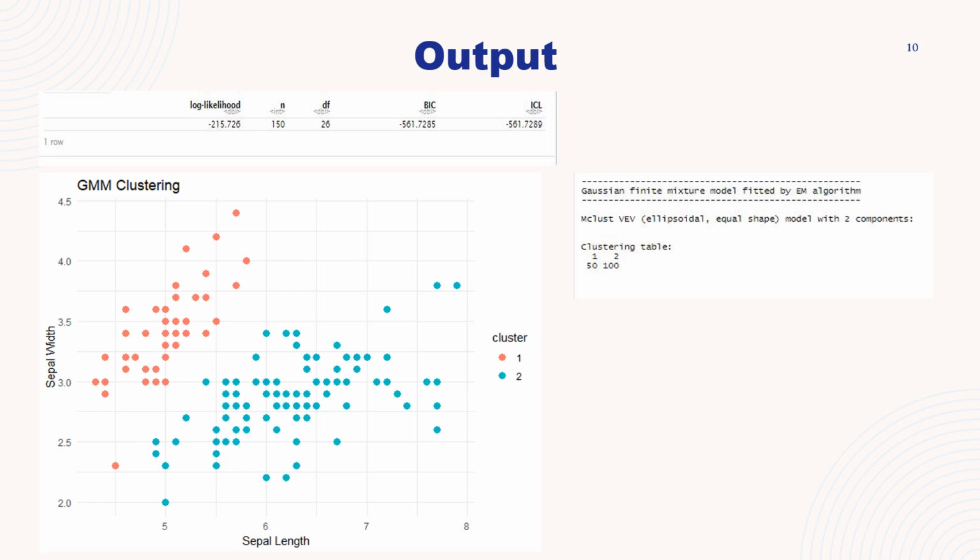Then the output also gives us the log likelihood and the BIC of the model. We have a log likelihood of -215.726, which measures the probability of the data given the model, and we have a BIC value of -561.73. BIC values are used for model selection, and lower values indicate a better model. Generally, the log likelihood and the BIC would be used to inform model selection. So this is the output gotten from using GMM.